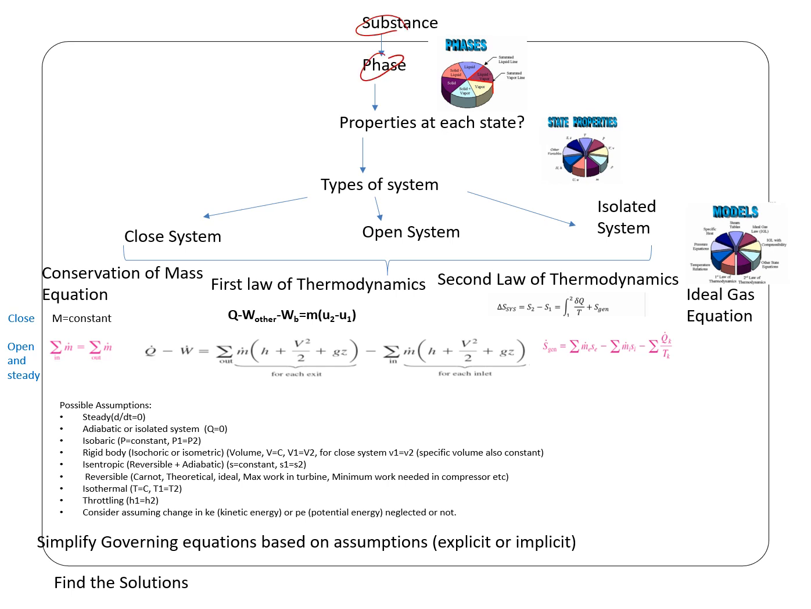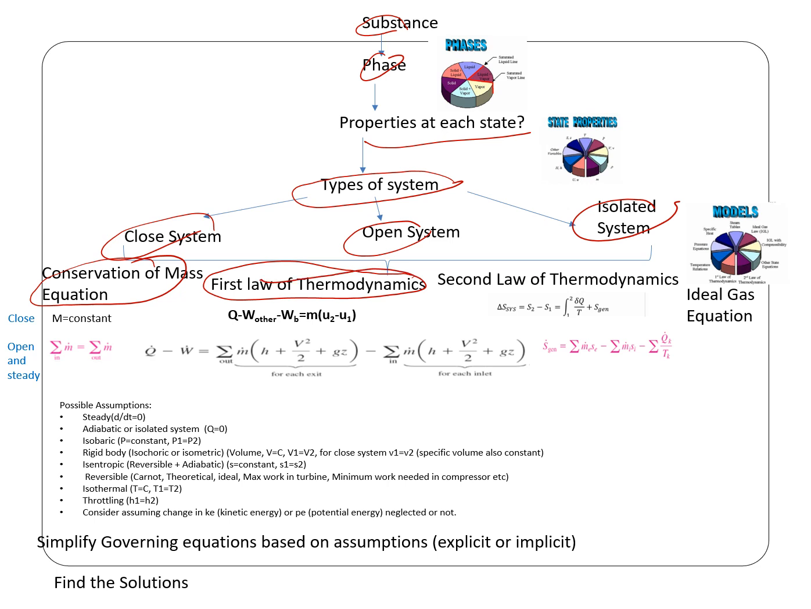Substance, phase, property, and then you have the type of system: closed system, open system, isolated system, and again which route you are going. Sometimes you have to use both conservation of mass and conservation of energy, maybe the entropy equation as well, even the ideal gas equation. So you need to choose which one best suits. And you have the energy equation, conservation of mass, and entropy equation for closed system as well as for open system.